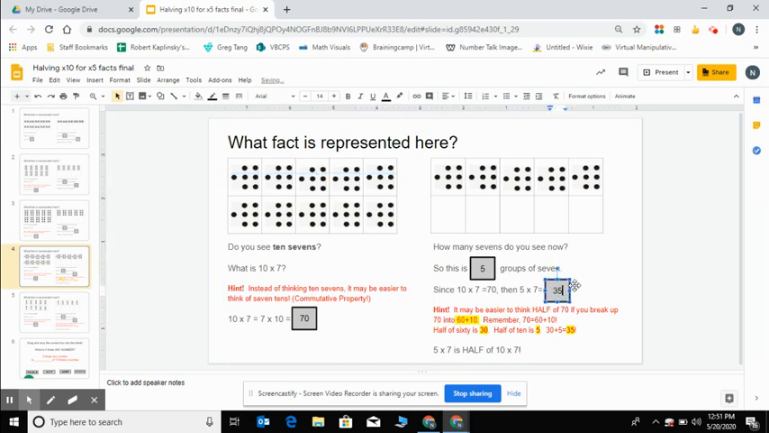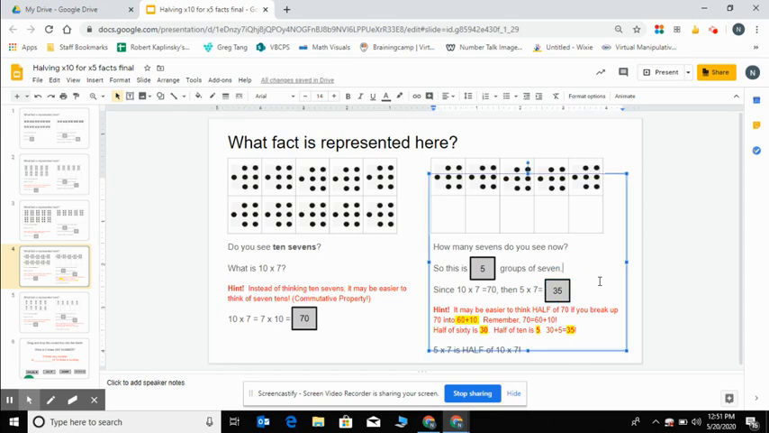So those are 2 examples of how you can use your 10 facts and think half to get your 5 facts. There's a few more examples up here on these slides that you can try to see if this is a strategy that makes sense to you, and then you wouldn't have to skip count anymore for your 5 facts.